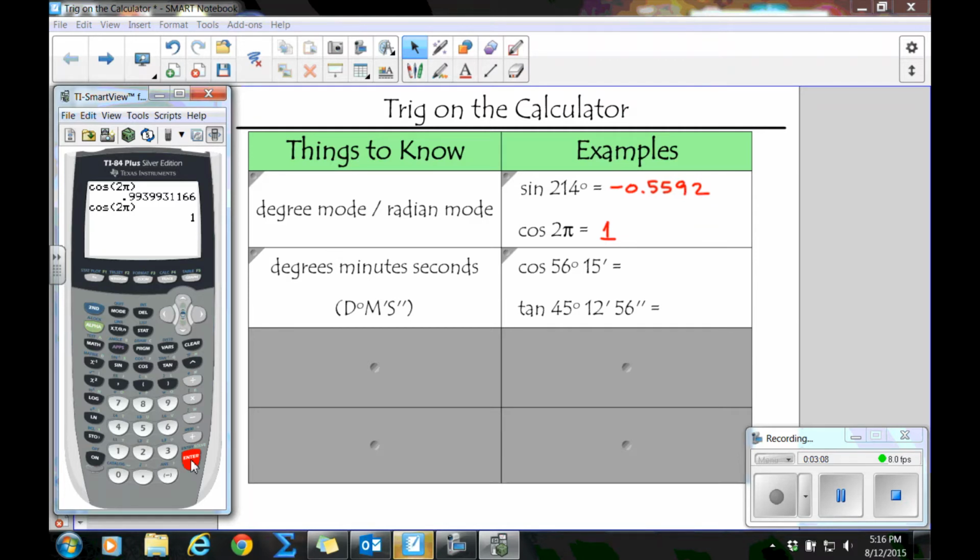On my calculator, both of these examples are degree mode, so let me check. Good thing I checked. Over to degree mode. And I'm going to type in cosine of 56. I have an angle menu, but it's above the app button. So I'm going to pull that menu up, and choice 1 is a degree sign. Then I'll type in 15. I'll pull that same menu up and choose the minute. 56 degrees, 15 minutes.